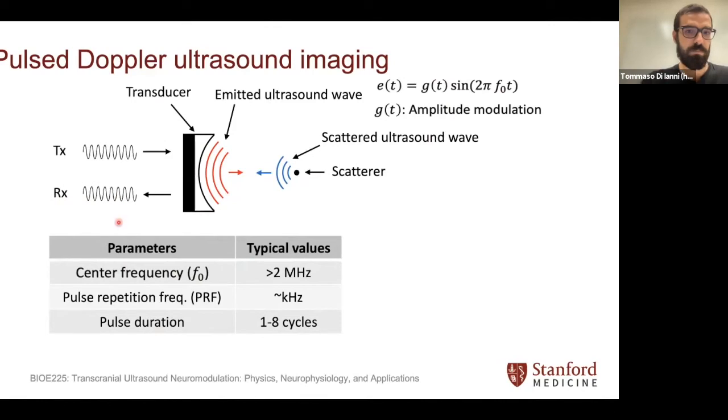These are some typical parameters that I'm reporting here because I understand it can be confusing. If you are looking at focused ultrasound neuromodulation, for example, the parameters that we use here in Doppler ultrasound imaging are completely different. Just to give you an idea, the center frequency is usually above 2 megahertz, and it can span from 2 megahertz to 40 megahertz depending on the application. So it can go to very high frequencies. The pulse repetition frequency is usually as high as possible, in the order of kilohertz. And the pulse duration is very short. Usually we use between 1 and 8 cycles of a sinusoid. This is because we want to keep the resolution as high as possible, so we only want very short pulses.